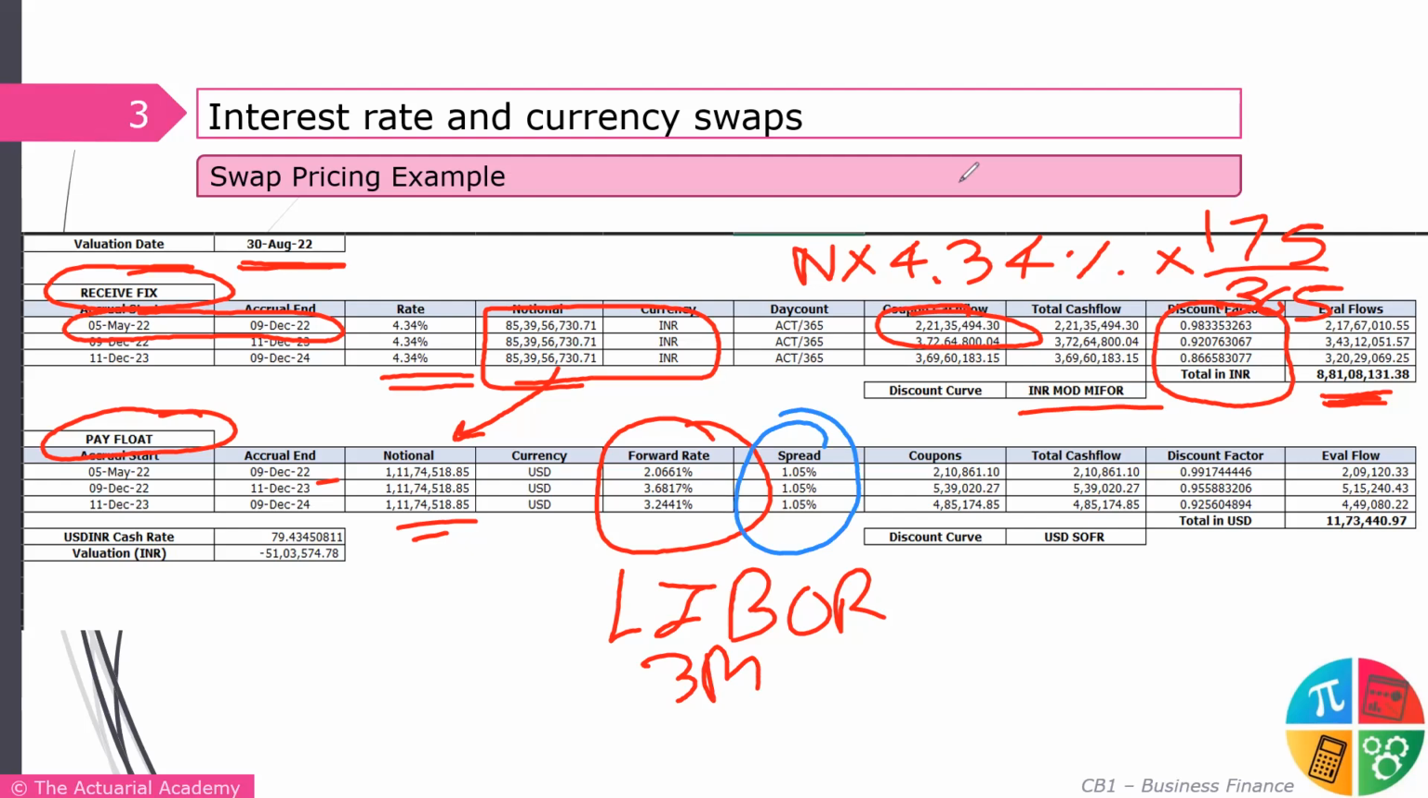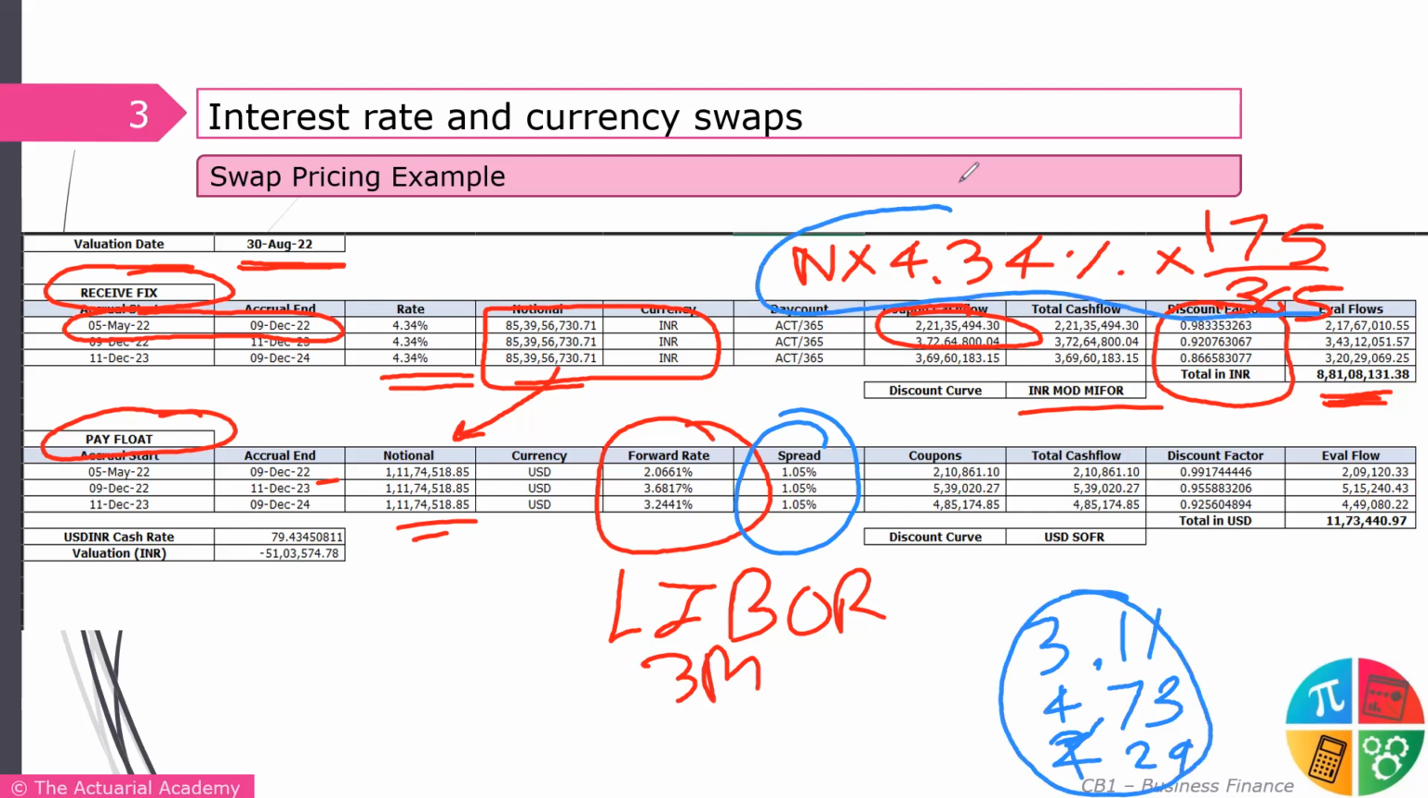So the final rate in the first case would be 3.11. You can just add both. In the second, it would be 4.73 roughly, and the third would be 4.29, right? Those will be the three final rates, and based on the rates, using the same formula, these coupons will be computed. And again, discounting is done using USD SOFR, which is a USD interest rate, and this is the final flow. This flow is in USD, the above flow is in INR.